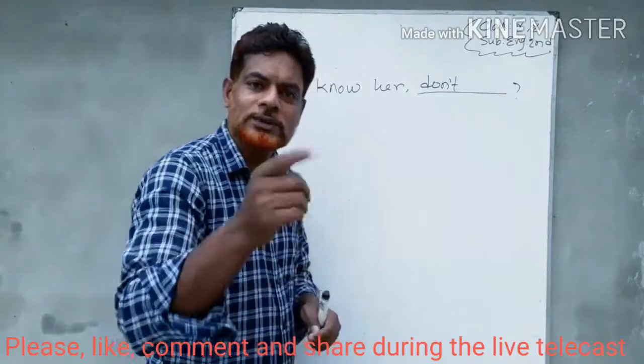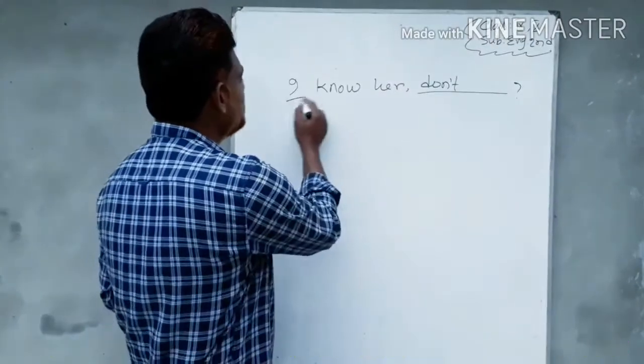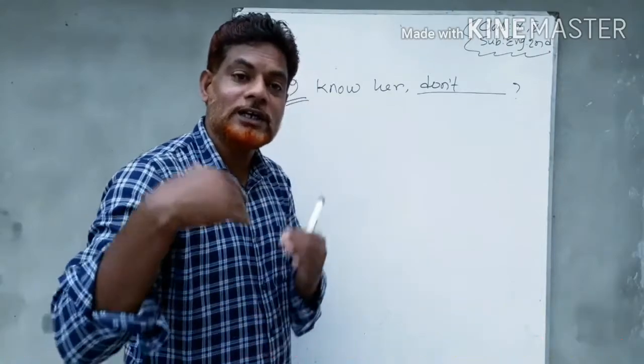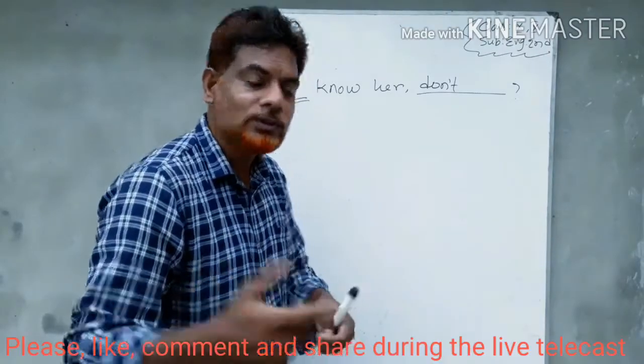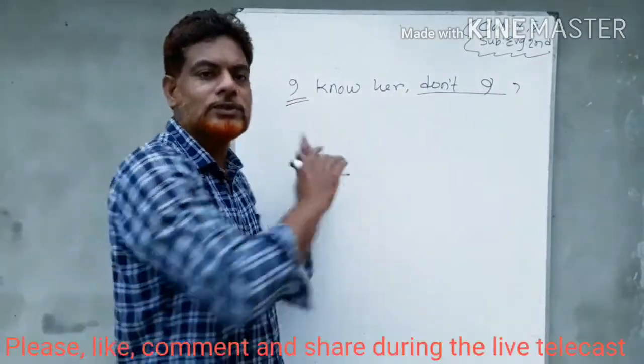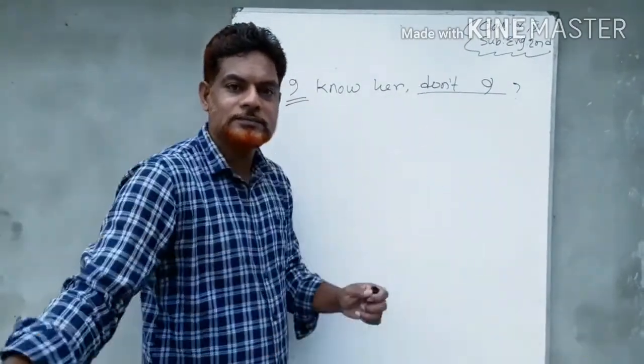And last of all, you have to write the subject. For the subject, you can see the subject of the statement is I. So the subject of the tag question will also be I. Why? Because I is already in pronoun form. So it will be written directly.